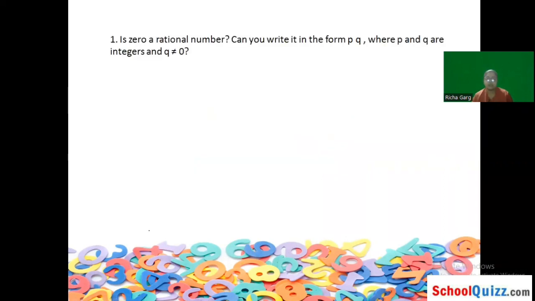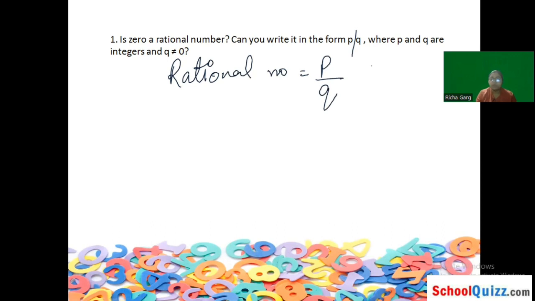Is 0 a rational number? Can you write it in the form of P upon Q, where P and Q are integers and Q not equals to 0? So as we have learned, a rational number is a number which can be written in the form of P upon Q with one specific condition, that is Q cannot be equals to 0. But we do not have any condition like P cannot be equals to 0. So P can be equals to 0.